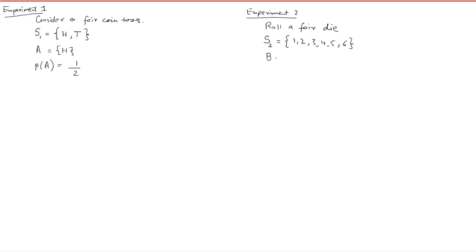Now for experiment 2, consider an event B, and that is this event. What does this mean? कौन सा event है? You rolled a die and you got a 4. Okay, so what's the probability of B? 1/6. Why? Size of B or size of S? Size of B is 1 element and S2 contains 6 elements.